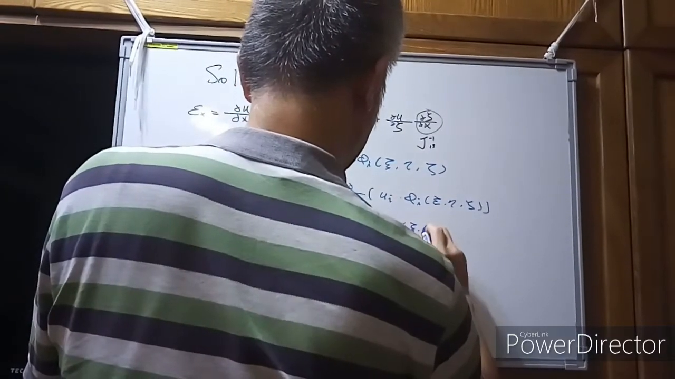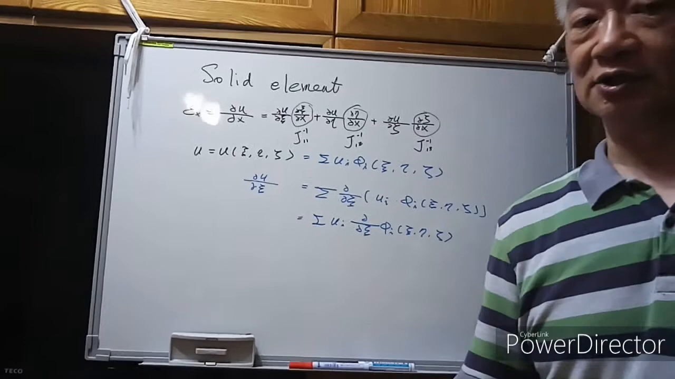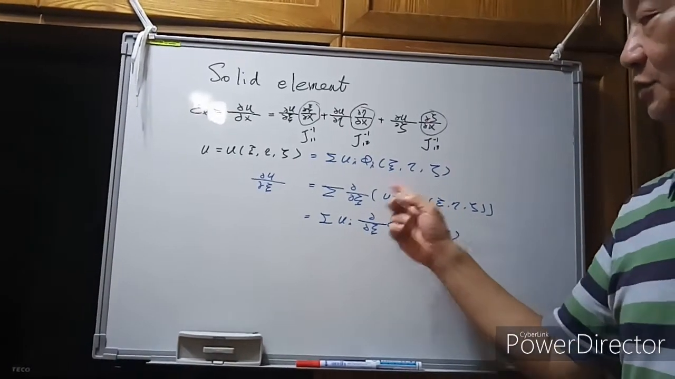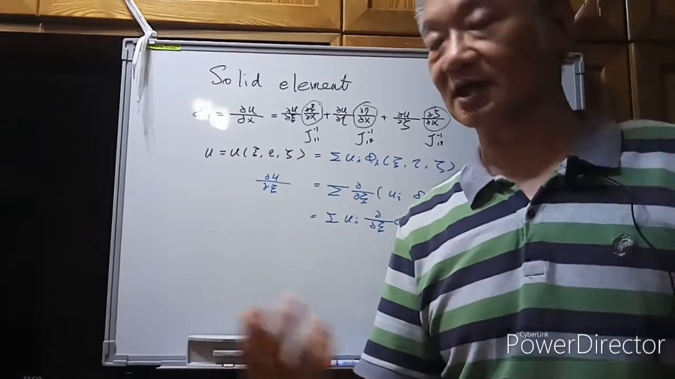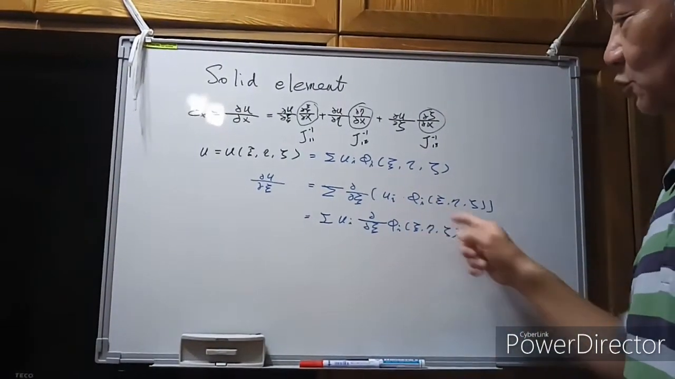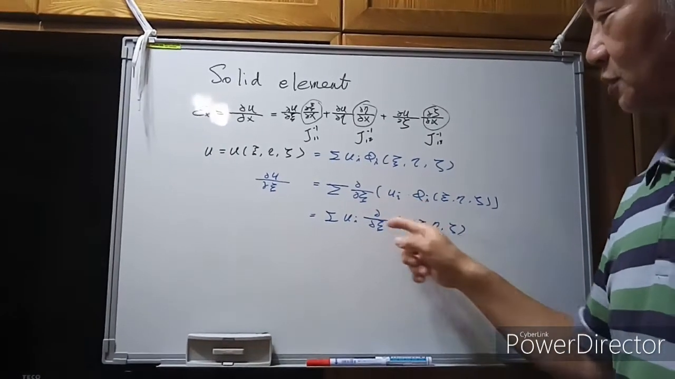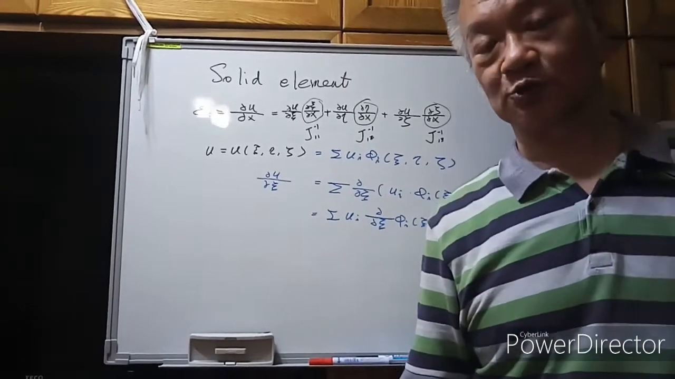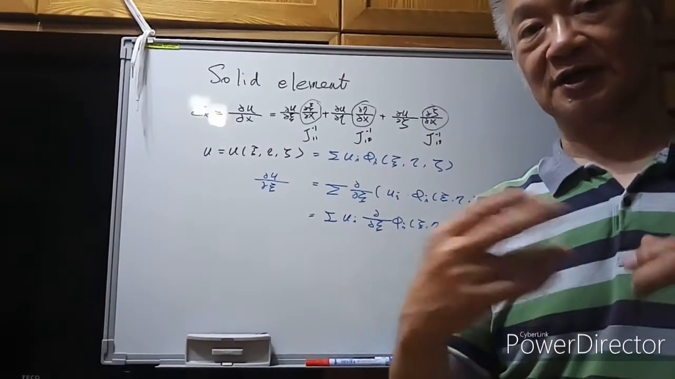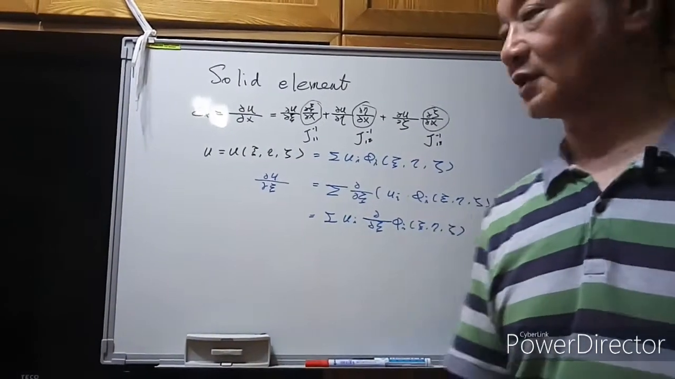When we calculate this term, again, we need to use the chain rule. Since the u_i are not functions of xi, eta, and zeta, only the phi functions need partial derivatives. And also, since we know all the phi functions, then we can calculate the partial phi to partial xi.